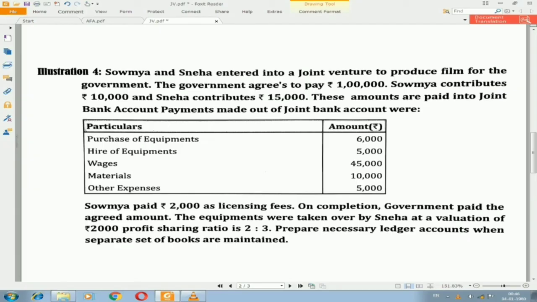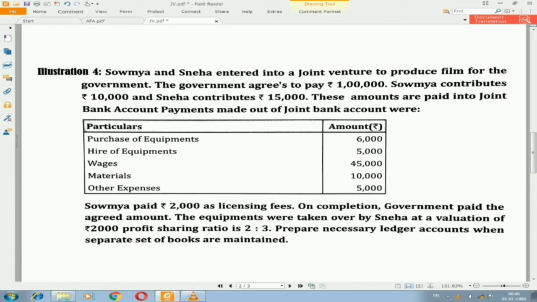Then we have Soumya contributed rupees 10,000 and Sneha contributed rupees 15,000. So this is the amount which they have deposited or invested in starting of the joint venture. This will be recorded only in co-ventures account while starting with the joint bank account on the credit side. Then we have these amounts paid into joint bank account. Payments made out of joint bank account were, they have done some expenditures with purchase of equipments, hire of equipments, wages, materials and other expenses. This is paid through joint bank account.